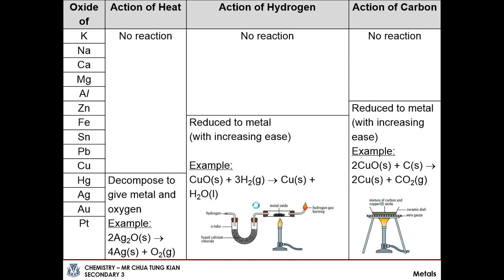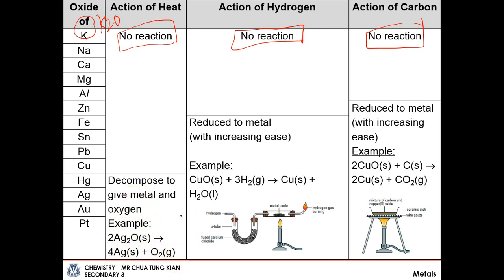So if we take a look at the stability of metal oxides here, for example K2O. K2O is formed from the reaction of potassium, a very reactive metal, with oxygen. If we heat it, there's no reaction. If we react it with hydrogen, there's also no reaction. If we try it with carbon, there's also no reaction because it is so stable. So as we go down the series over here, all the way to silver, mercury oxide, gold, platinum, these compounds, for example silver oxide, when you heat it, decompose to metal and oxygen.